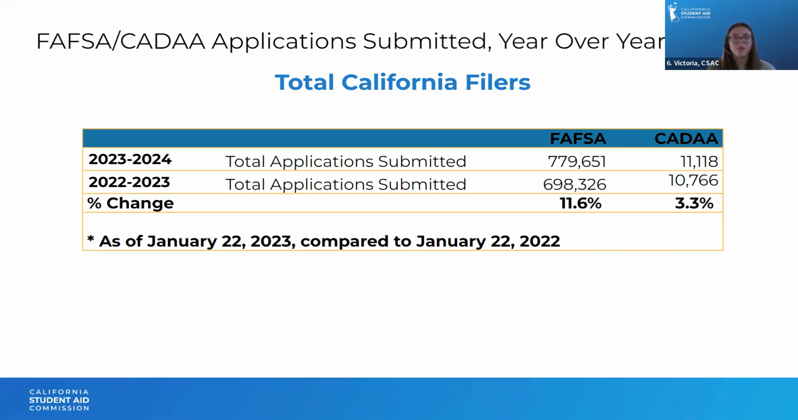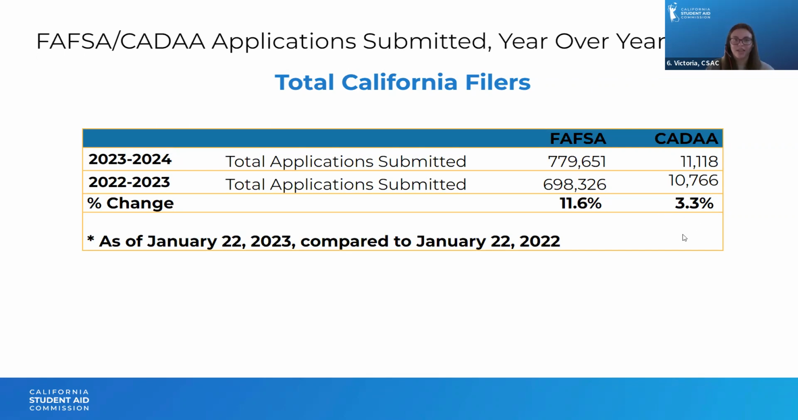This was pulled right at the end of January, and it's showing that we are doing okay. We are increasing the amount of applications submitted, right? So the 23-24 cycle, we're up about 11.6% for the FAFSA applications submitted, and then 3.3% for CADA.